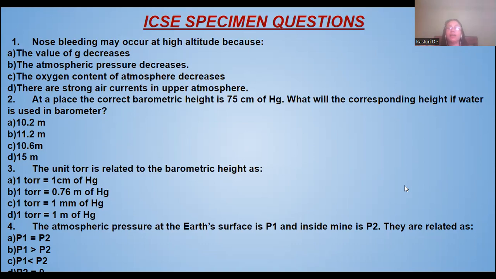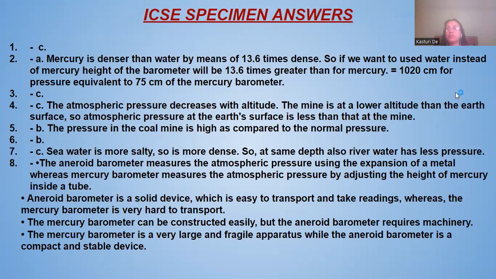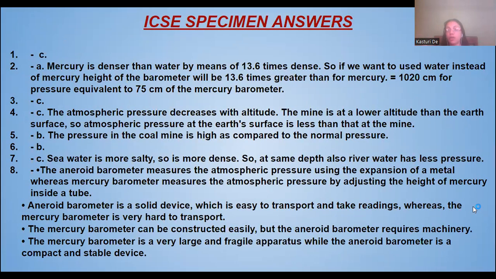Then, at a place, the correct barometric height is 75 centimeter of Hg. What will be the corresponding height if water is used in the barometer? The answer is 10.2 meters. Why is it so? Because mercury is denser than water. By how much? It's 13.6 times denser.